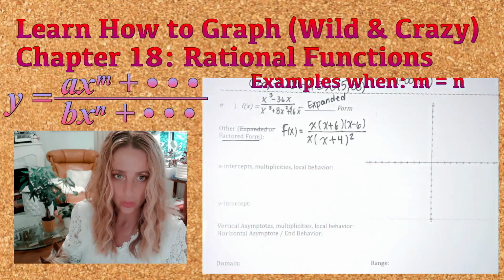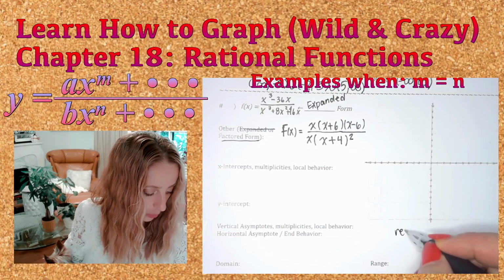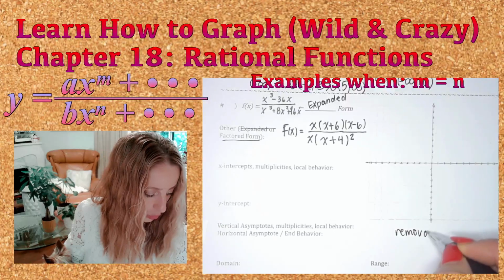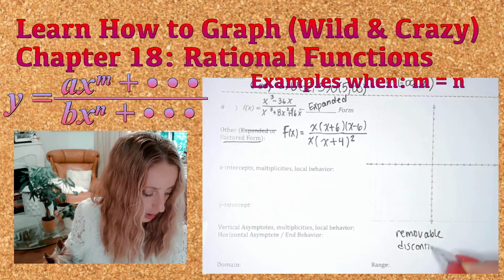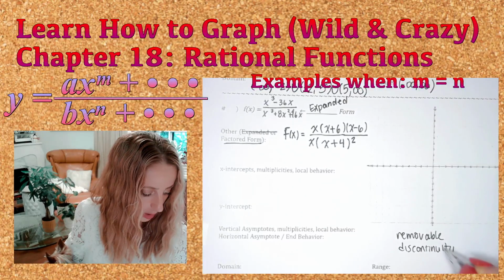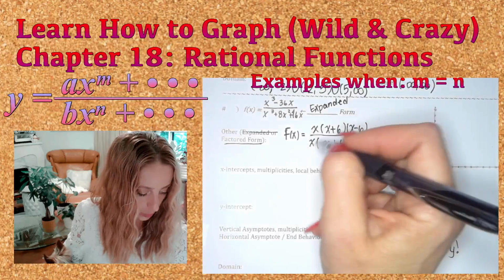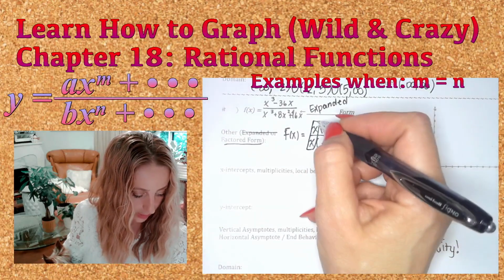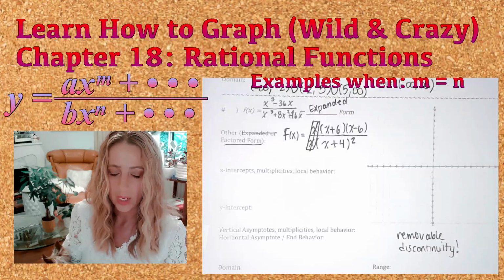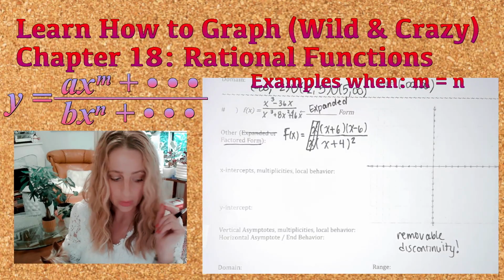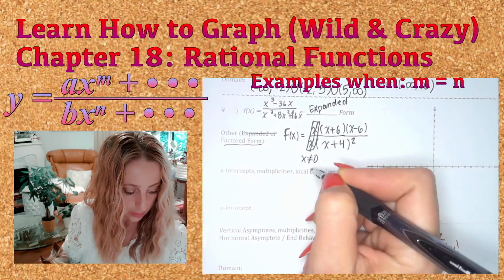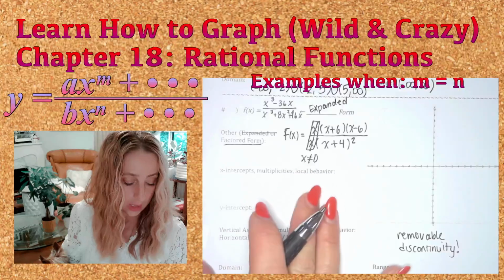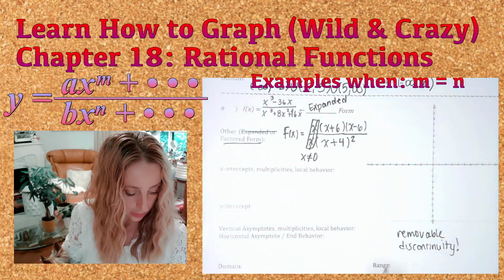This is also going to be our first example where we have what we call a removable discontinuity, because we can remove x over x, that reduces to 1. It's still a discontinuity. It's still a restriction. X still cannot equal 0, but it's not an infinite discontinuity. It's not stuck there forever.